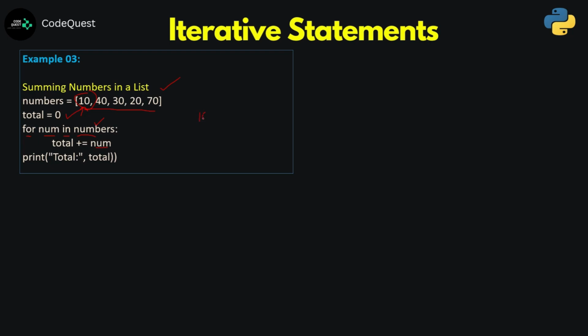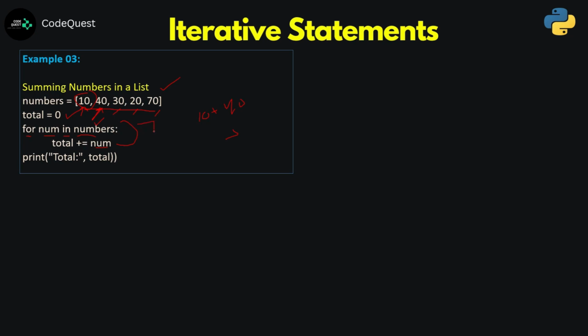So the total has updated to 10. Next time the same num is going to take up the second element, that is nothing but 40. So once again 40 is added to the existing value of 10, that is 10 plus 40, it makes it up like 50. So like that, this num is going to move on to the next element 30, followed by 20 and 70, and each of these elements will be added to the existing value of total.